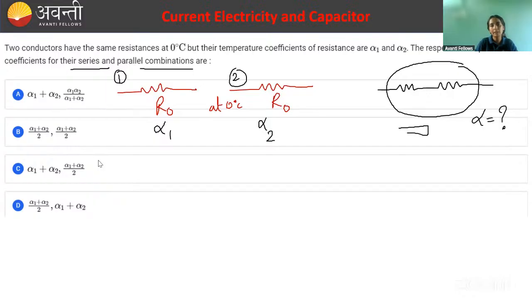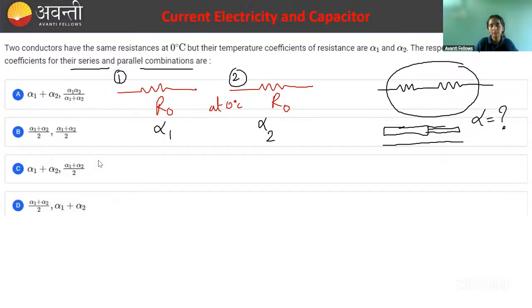So basically we are combining two rods like this. Maybe they are having different cross sections, but resistance of both is the same at 0 degree. And then we are combining it like this in series, that is end to end we are joining, and then we are asking what is the alpha of this combined conductor. Okay, so how we will do this?